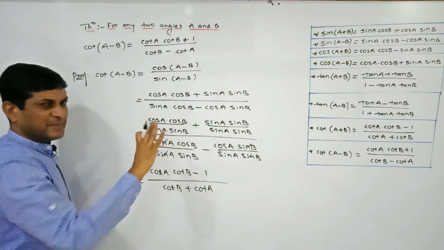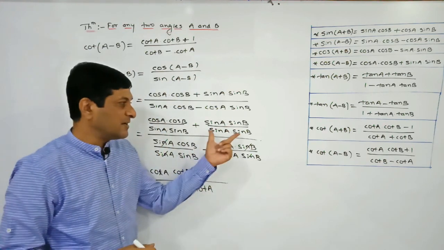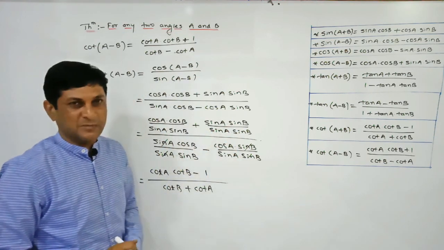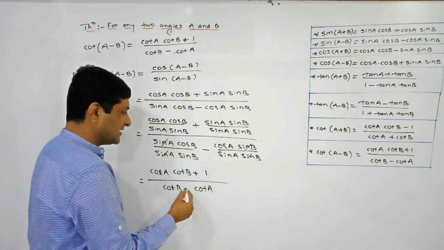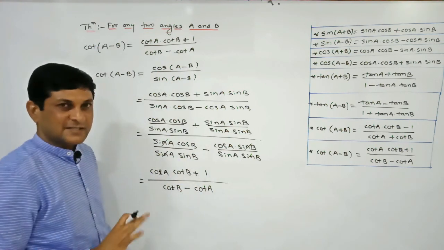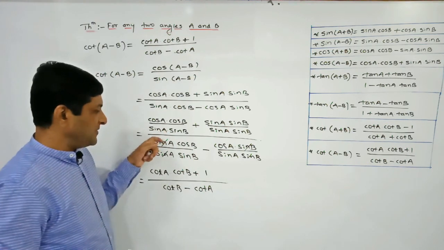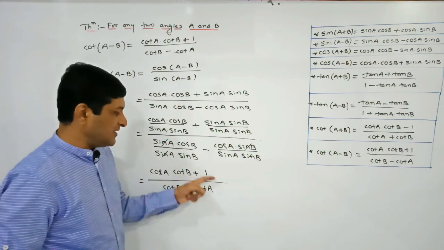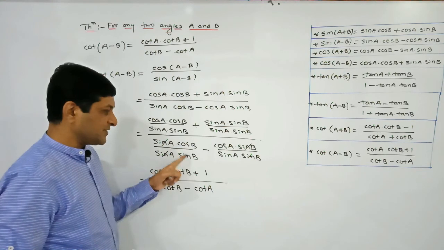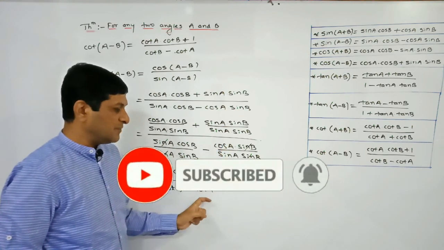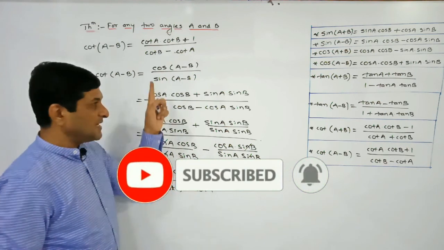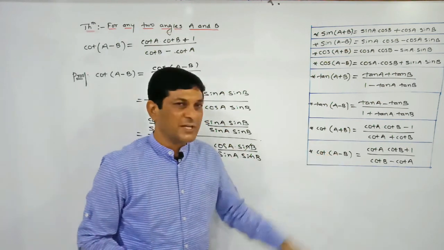Here the same method we use: divide the numerator and denominator by sin A into sin B. So what will we get here? Here we will get plus and here we will get minus. After cancelling the same terms, what result will we get? Cot A into cot B plus 1, and in the denominator cos upon sin is cot B minus, keep it as it is, cos A upon sin A will be equal to cot A. It means the same method we have to apply to prove the next formula.